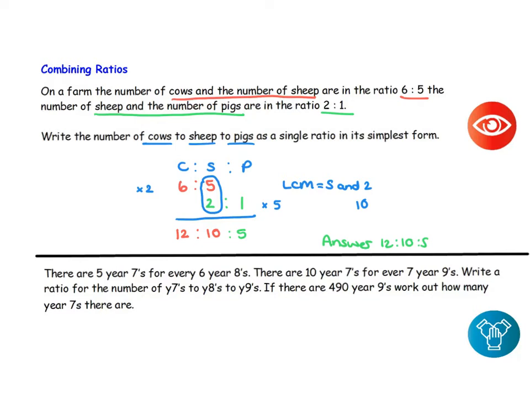Well done for having a go at that question. I'm going to go through it now so that you can check your understanding. So this time our variables are year 7, year 8 and year 9. So I'm going to write those in the order that they appear, year 7 to year 8 to year 9.